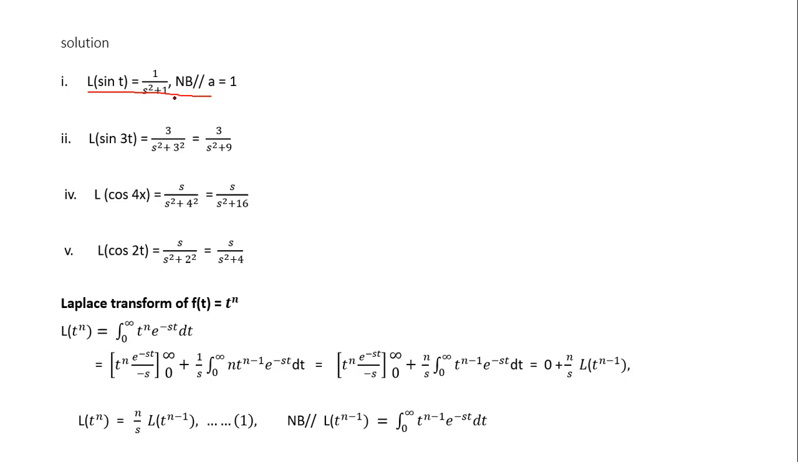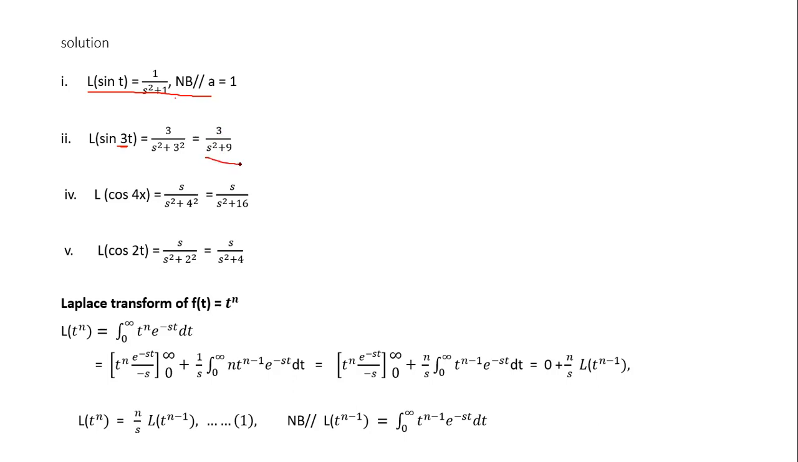Another example, Laplace of sin 3t. So here we have a now equal to 3. For the sine it is a over s squared plus a squared. So if a is 3, now we have it as 3 over s squared plus 3 squared, which will give us 3 over s squared plus 9.